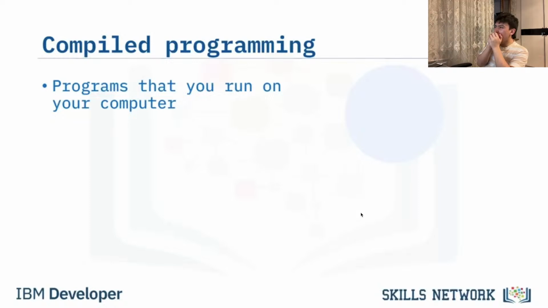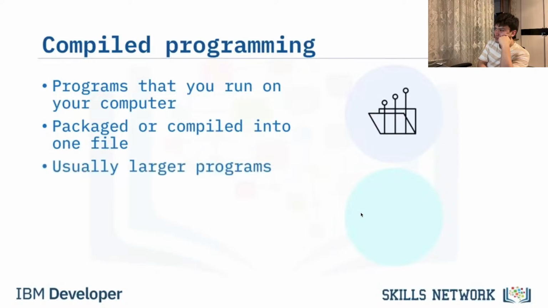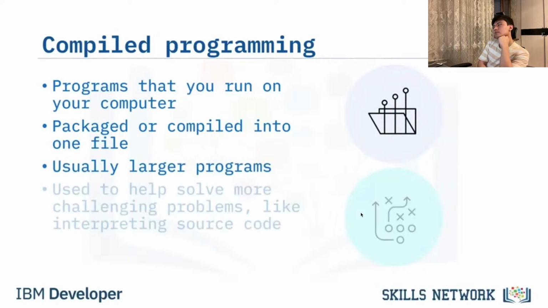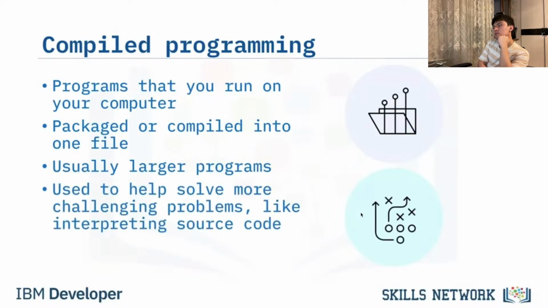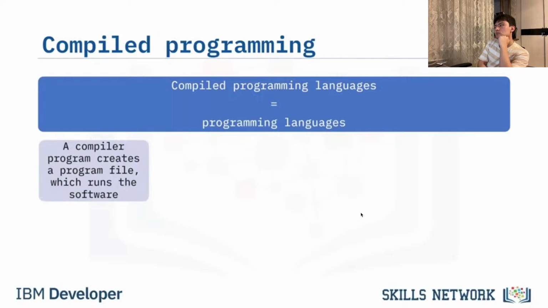Compiled programs are applications and programs, like your music app or your operating system, that you run on your computer or device. The programs are packaged or compiled into one executable file. They are usually larger programs. Compiled programs are used to help solve more challenging problems like interpreting source code. Compiled programming languages are often referred to more simply as programming languages. A compiler program creates a program file, which runs the software.